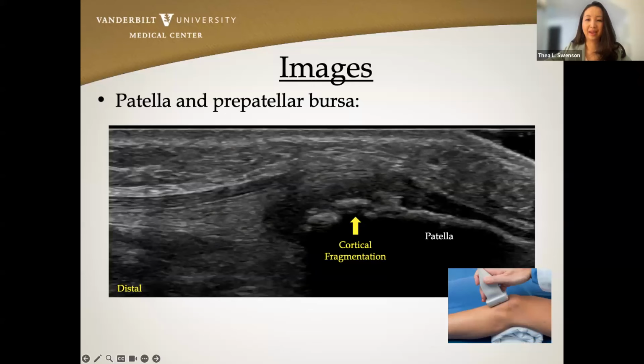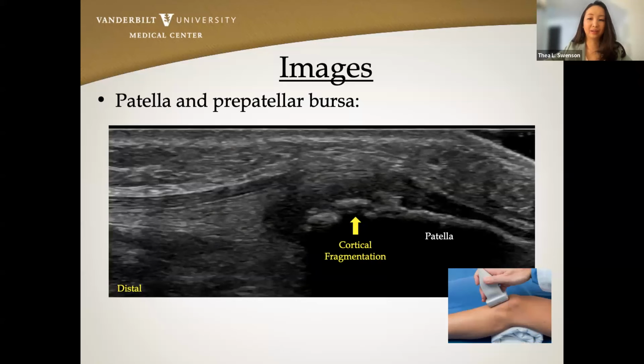And there's this anechoic area here that's really important to note. In the pediatric population, this dark, hypoechoic region is not actually fluid or anisotropy, but it's actually cartilage that has not yet ossified.